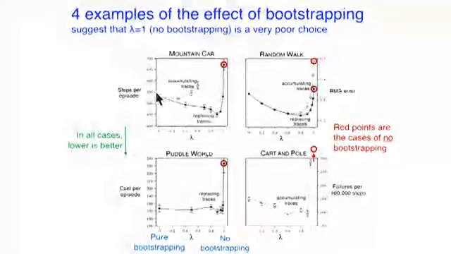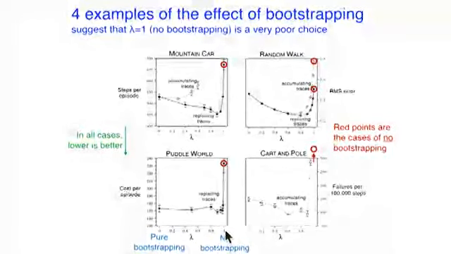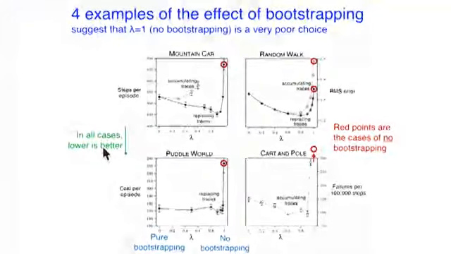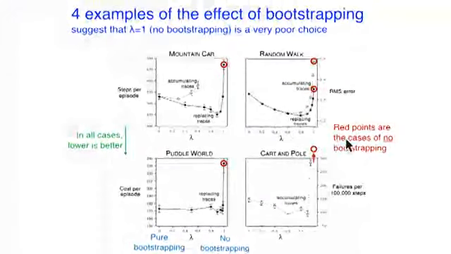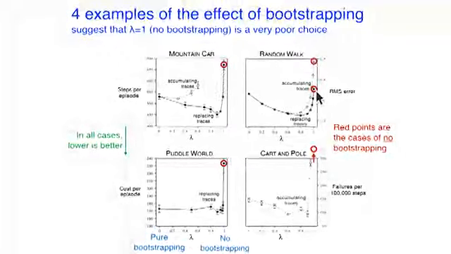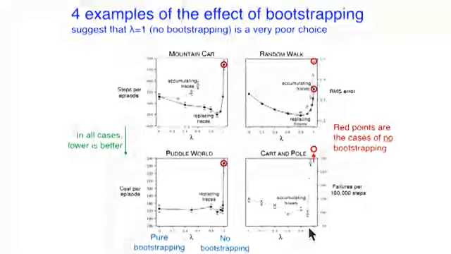Okay, so here's mountain car, and here we're varying lambda. I don't know if you can read the x-axis, but it's varying lambda from 0, in other words, pure bootstrapping, to 1, no bootstrapping. So remember, our theory says that lambda equals 1, the rightmost data point, should be the best. But remember, lower is better. Okay, so I've circled in red all these cases with no bootstrapping, and they're the worst. And this one is off the graph. If I run lambda equals 1, I can't ever converge. I can't ever get good performance out of it.